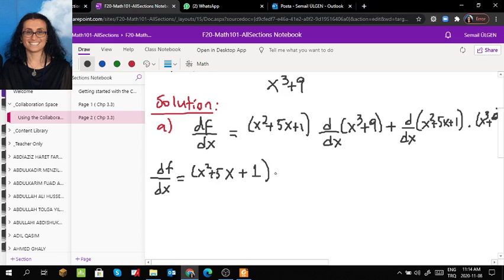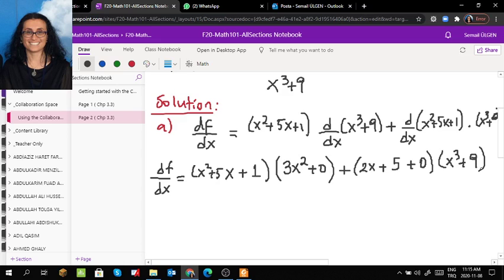Plus 1 times the derivative of the... so this is the power rule, the derivative is 3x squared, take the 3 in the front, decrease the power by 1, plus the derivative of a constant is 0, and my answer is just this. Okay, plus take the derivative of this. This is power rule, derivative of a constant. So it's going to be 2x, take the 2 in the front, decrease the power by 1, plus derivative of x is 1, plus the derivative of 1 is 0, times x cubed plus 9.